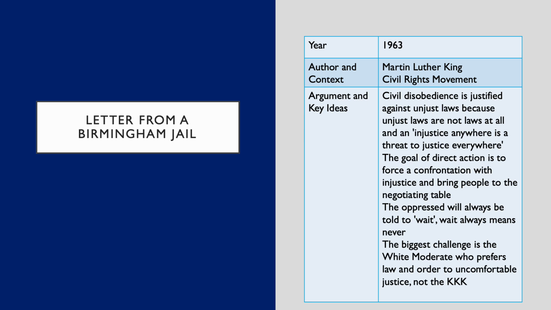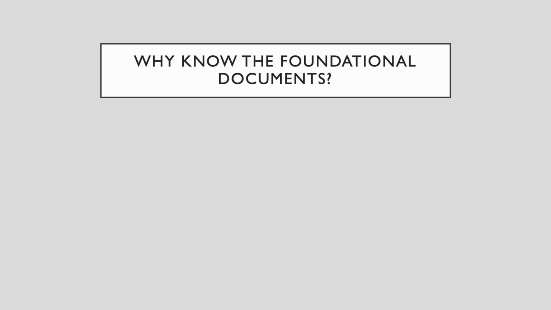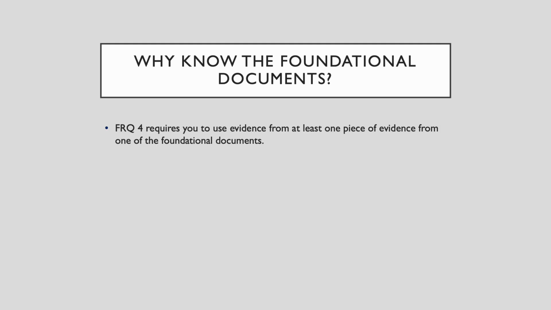how it fits. Okay, so again, why do you need to know the foundational documents? You need it for FRQ4. You have to use evidence from one of those listed documents, right? Now, evidence does not have to be a direct quote, but they are looking for more than just, in Federalist 78, Hamilton defends the judiciary. You need to talk about the idea of judicial review, or the idea of lifetime appointment for judges, right? It can't just be, say, Martin Luther King in the Letter from Birmingham Jail promoted civil rights. It needs to have something specific from those arguments.